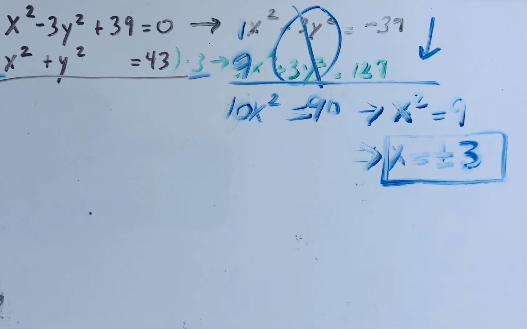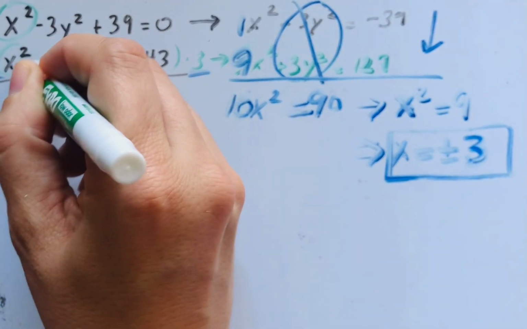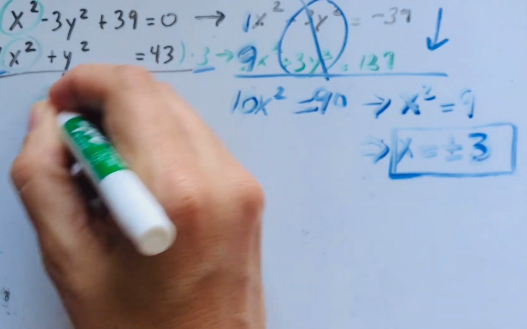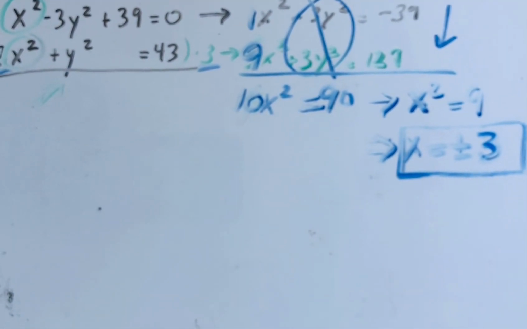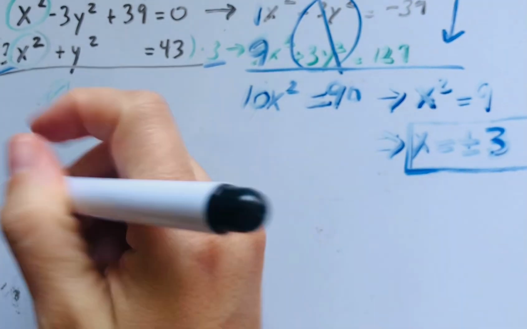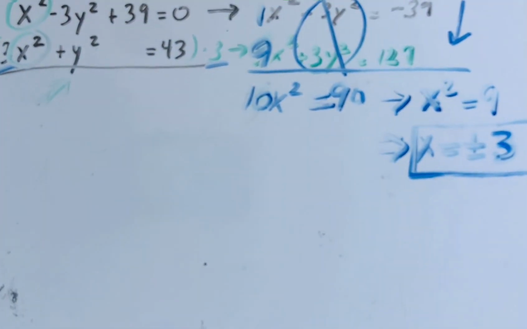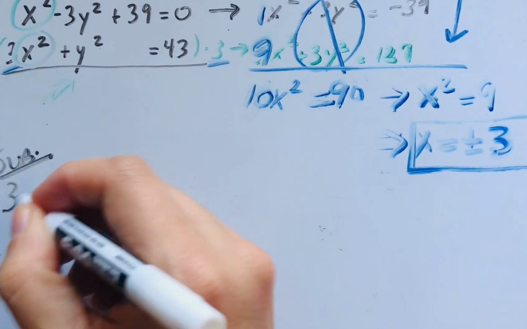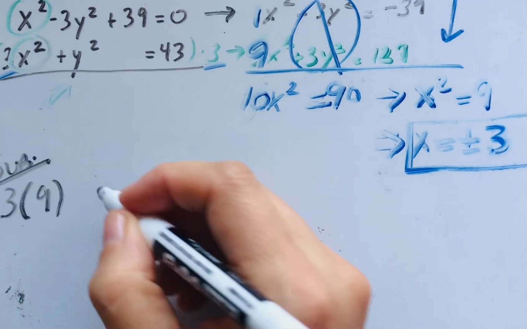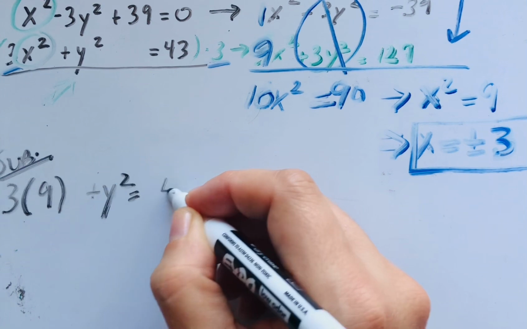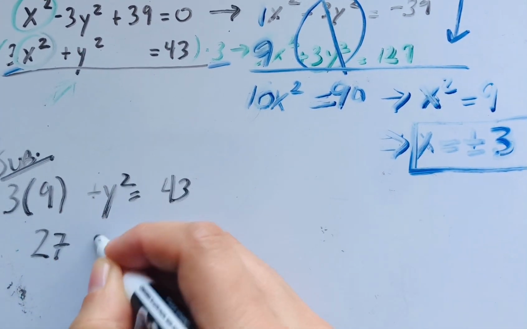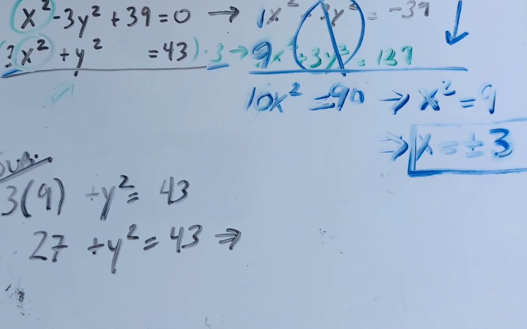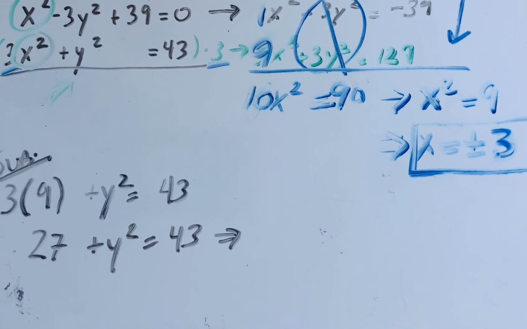So a little shortcut would be to actually plug in either here or here, x squared, replace it with a 9. And I'm going to choose the second equation to back substitute into because that gives me y squared directly. So let's see what happens. So this is our back substitute. Let me get a marker that works here. Sorry about that. When we do our back substitution here, we're going to get 3 times x squared, which is 9, plus y squared equals 43. Or in other words, 27 plus y squared equals 43.